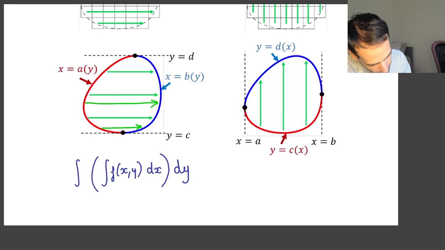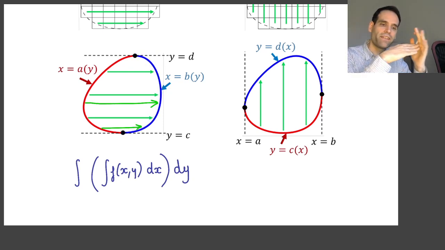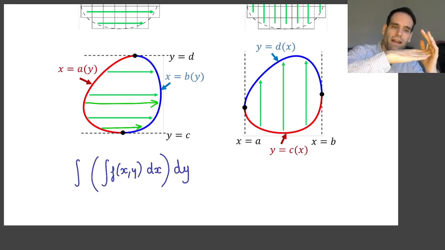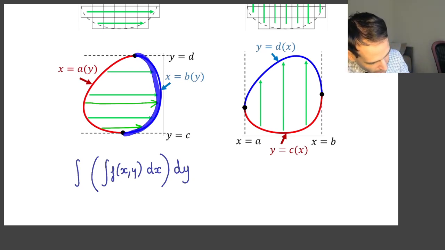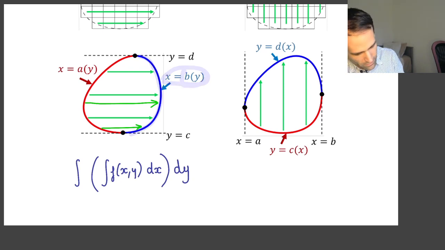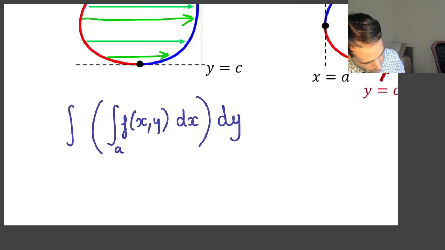Indeed, you can write the red curve here, which is the left limit of your region, as x equals a function of y, and this function you can call a of y. While the limit on the right, this blue limit here, is like the upper limit of the inner integral. It's the ending point of the green arrow. This will be another function, which is again a function of y. You can write it as x equals some function of y, and we call it b of y. So in this sense, the inner integral goes between a of y and b of y.